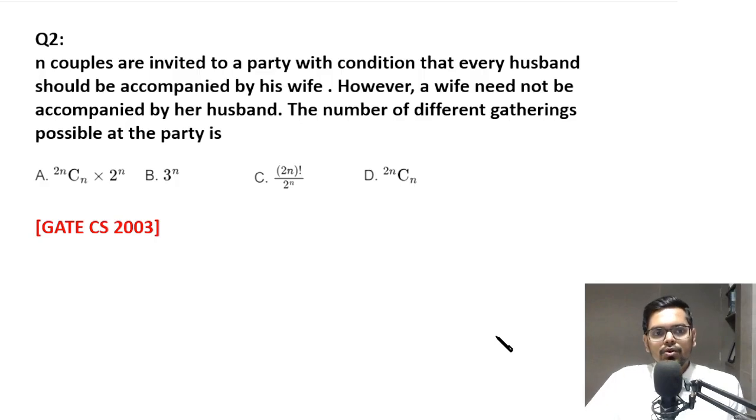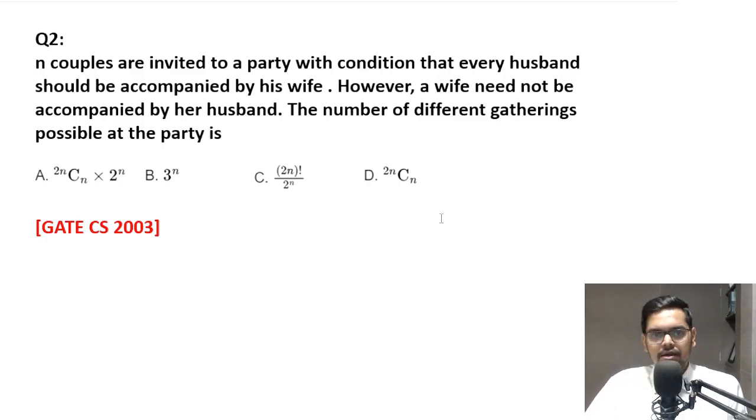Coming to the question number 2. N couples are invited to a party with condition that every husband should be accompanied by his wife. However, a wife need not be accompanied by her husband. Okay, the number of, I won't comment anything, otherwise feminists will comment on the video. So I will refrain from doing any comment. The number of different gatherings possible at the party is what? A, B, C or D. It was asked in GATE CS 2003.